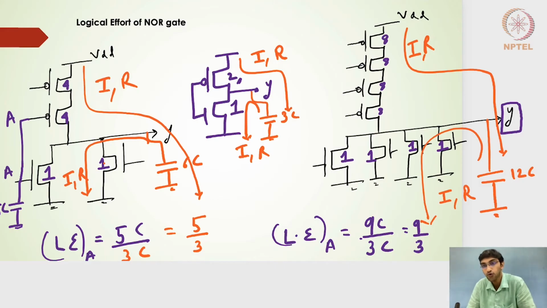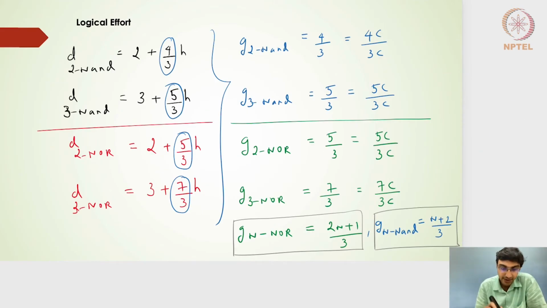Right. So this is for the 4 input NOR gates. Of course, 9 by 3 will become nothing but 3 by 1. Hope this is clear. So moving ahead. So what I've done is I've summarized it for the 2 input NAND gates, 2 and 3 input NAND gates, the delay, and the 2 input NOR gates, and then 3 input NOR gates. And finally, we have evaluated for the N input NOR gates and then the N input NAND gates. Right. So let's quickly take a look at it.